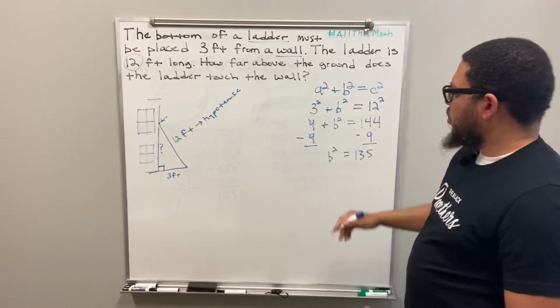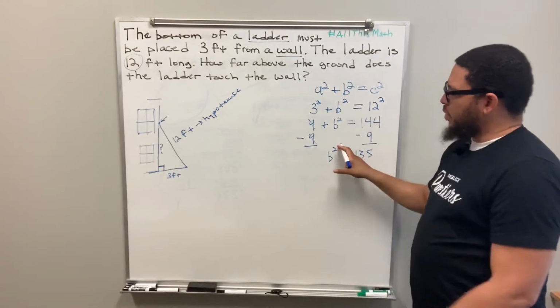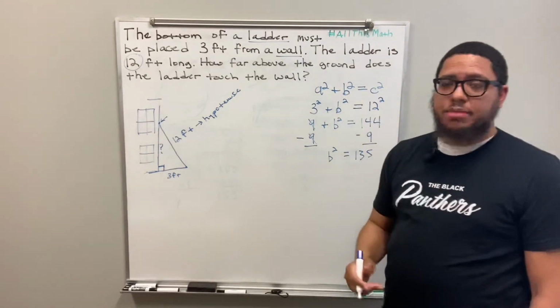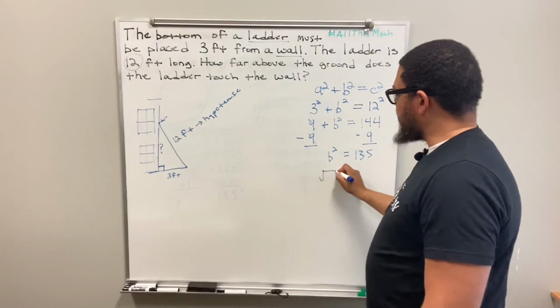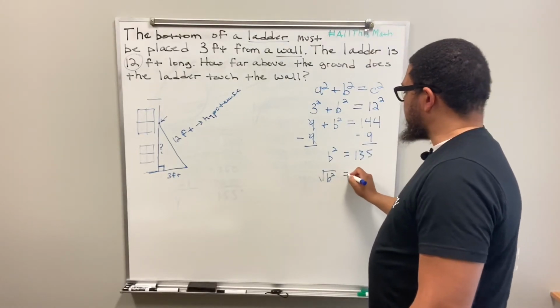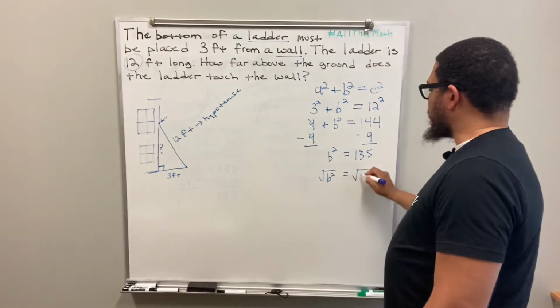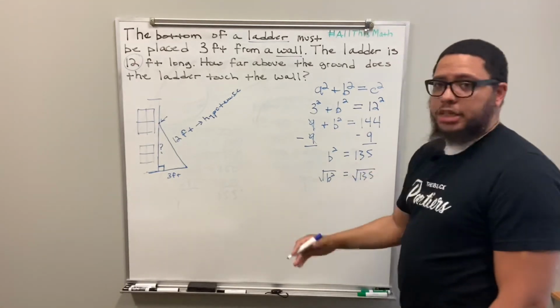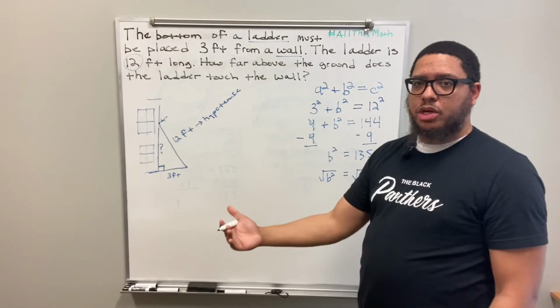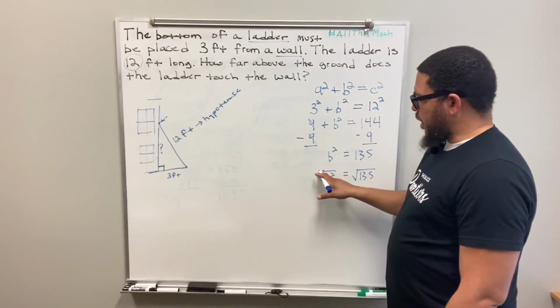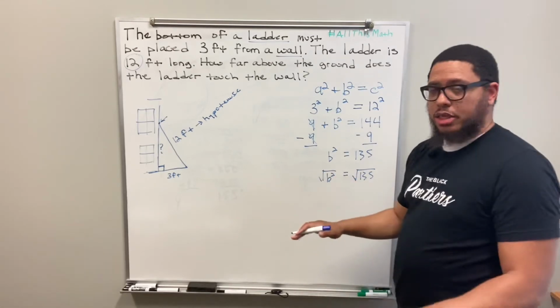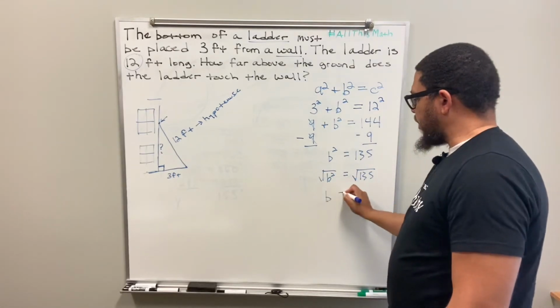And then we're going to isolate b. We're going to get rid of this exponent. The opposite of squaring something is taking the square root of something. So that means we're going to take the square root of b squared, which is just b. And we're also going to take the square root of 135 because when we solve equations, whatever we do on the left side of the equation, we also do on the right side of the equation. So this radical sign and this exponent basically cancel each other out. So that leaves me with just b.